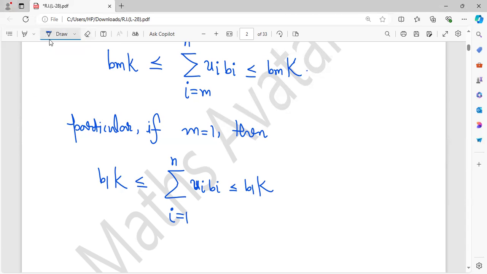We have already proved this lemma in the playlist uniform convergence of functions when we studied Abel's lemma. So you can see that playlist and you can see its proof if you want.